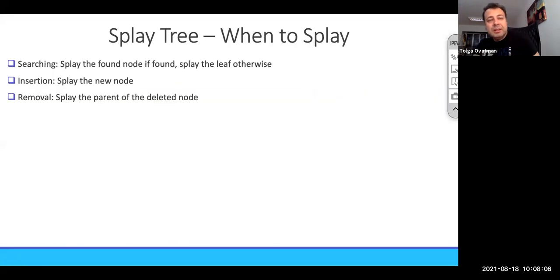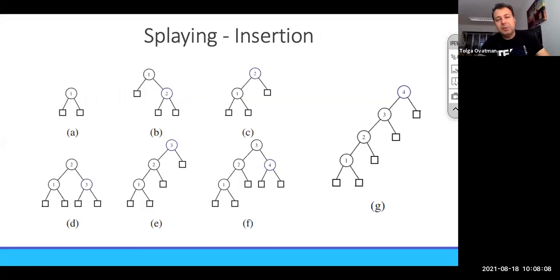I hope it's been illustrative. I was able to express the main logic. This is how the splay tree does dynamic balancing. So let's take some examples in terms of insertion.